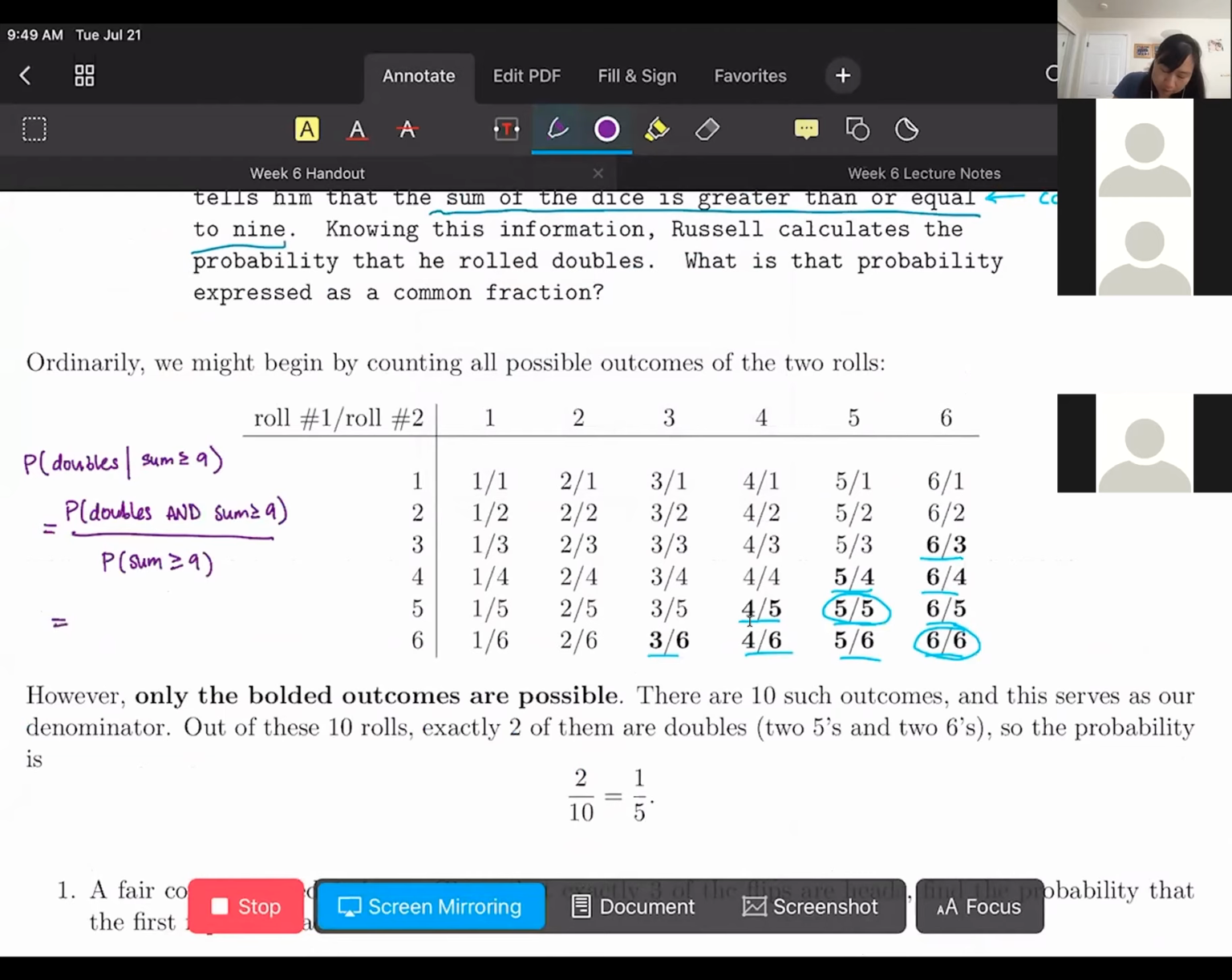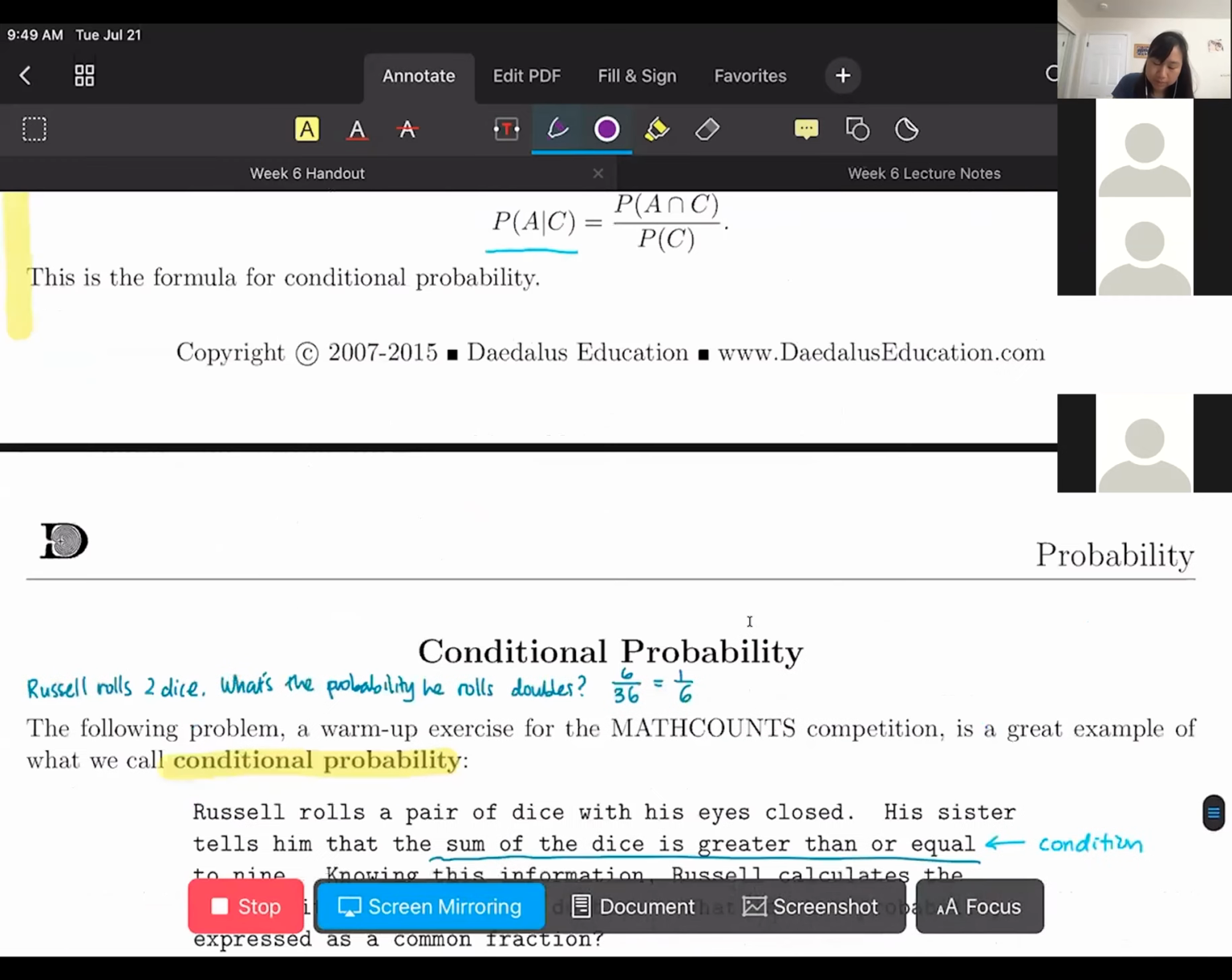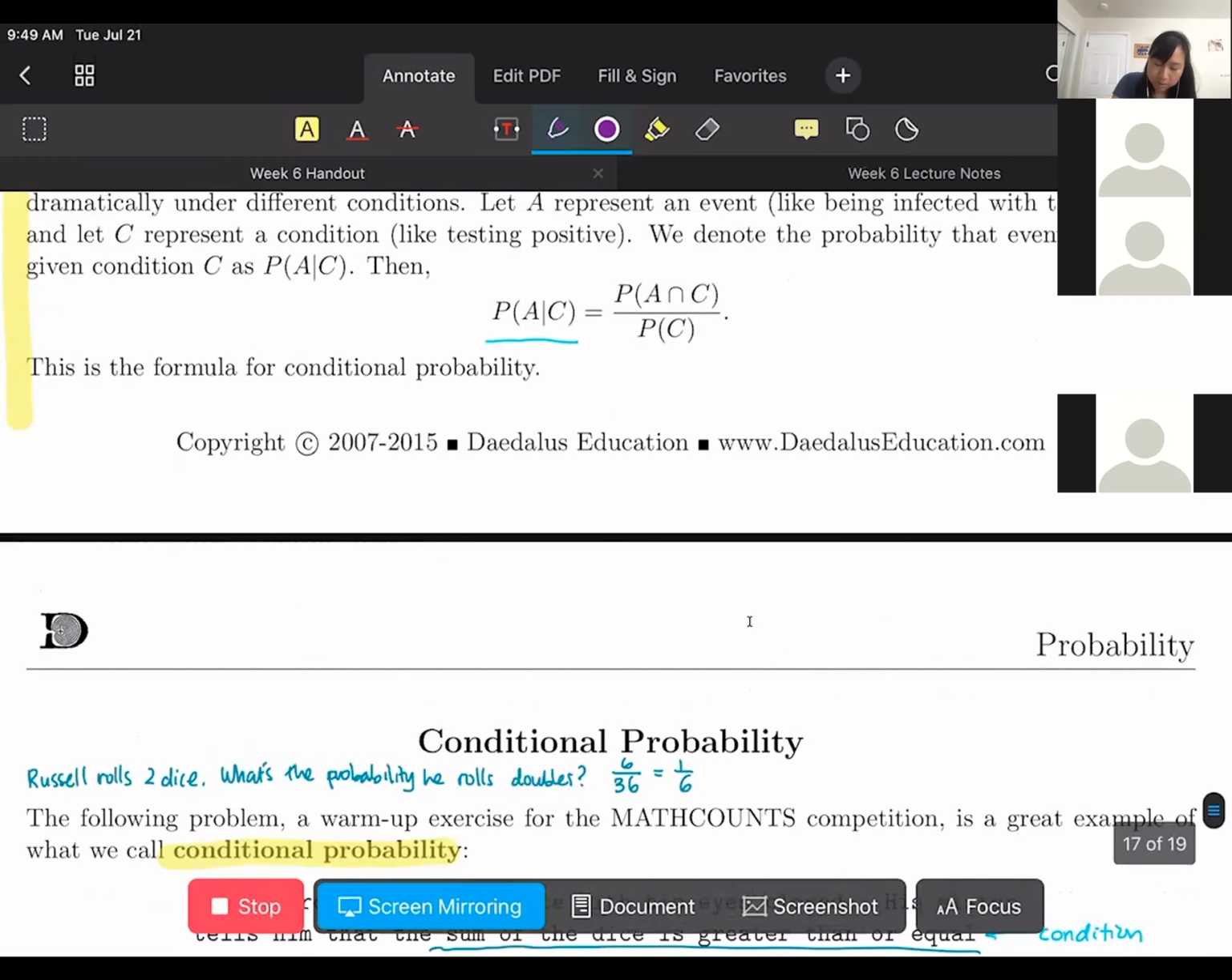And the probability that we get doubles and the sum is greater than or equal to 9 is going to be 2 out of 36. And the probability that the sum is greater than or equal to 9 is 10 over 36. So it's going to be 2 over 36 over 10 over 36, or 2 over 10, which is 1/5. And so this is a formula that's actually super useful for conditional probability.